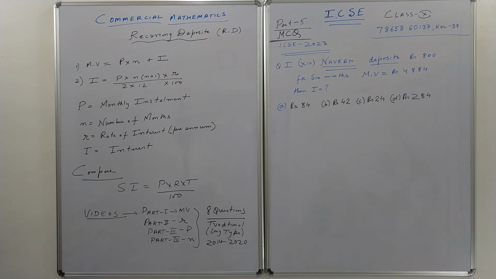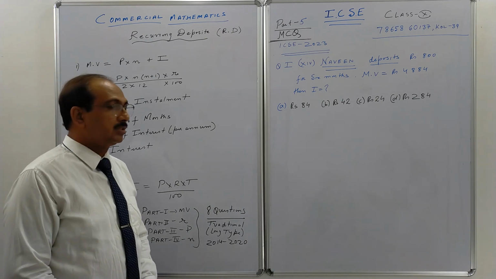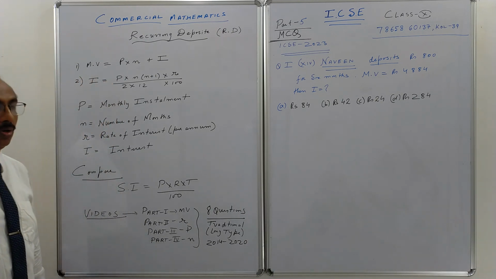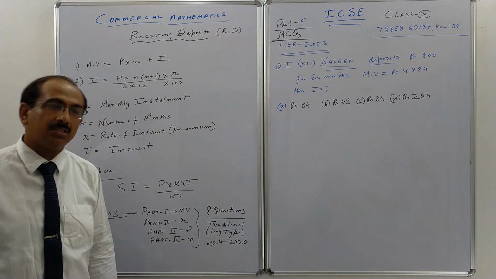Hello children, today we are going to start our recurring deposit, which is the second chapter of commercial mathematics. In the first chapter we have seen the GST.